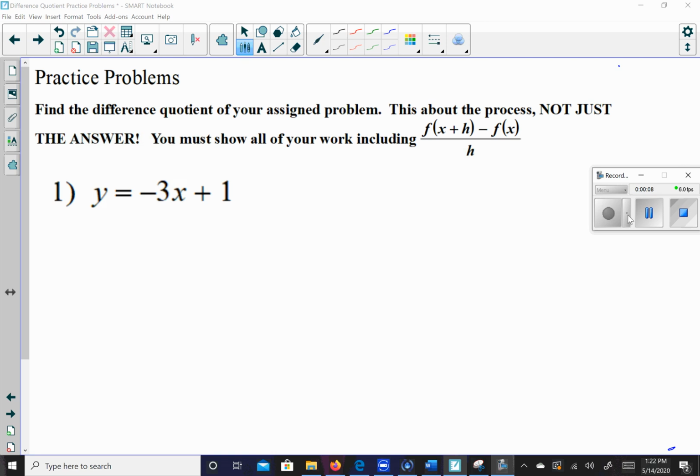So remember, this is your difference quotient formula. We're going to use this formula whenever we go to do a problem. And what we're going to do is substitute in x plus h every place that we see an x. And then we're just going to subtract the original function from that new function.